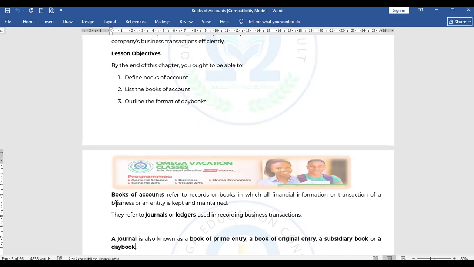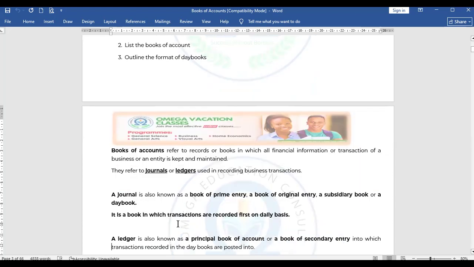So the example I gave in the introduction, you keep your accounting notes in your accounting notebook, right? The same way businesses also keep their business transactions in books called books of account, which specifically are two: journals and ledgers. Now we need to know what a journal is and what a ledger is. So let's move on to define a journal and a ledger.